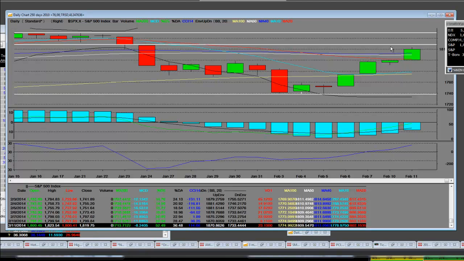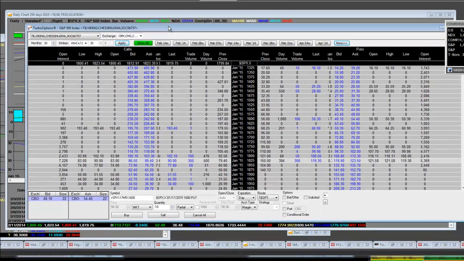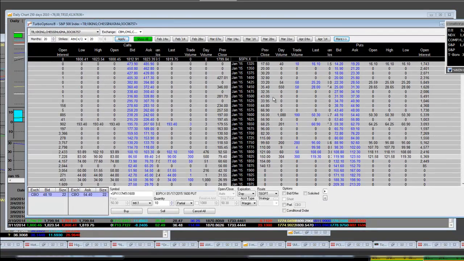Now, as we get into the calls and the put side of markets, we're going to be taking a look at the S&P calls and puts again. The puts just got through paying, and the calls are making money now.